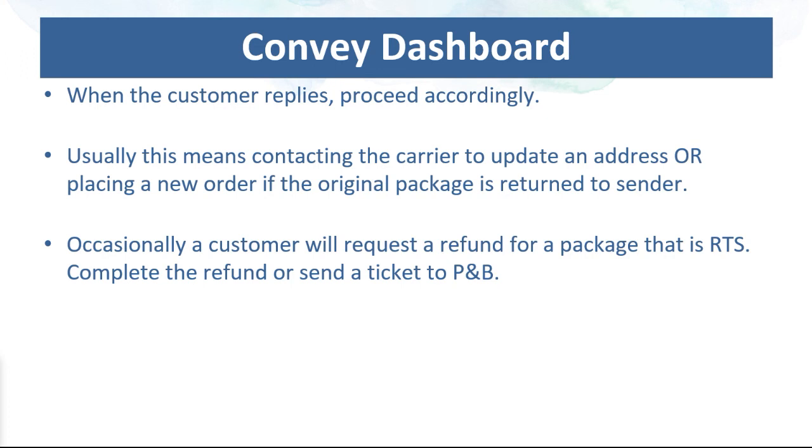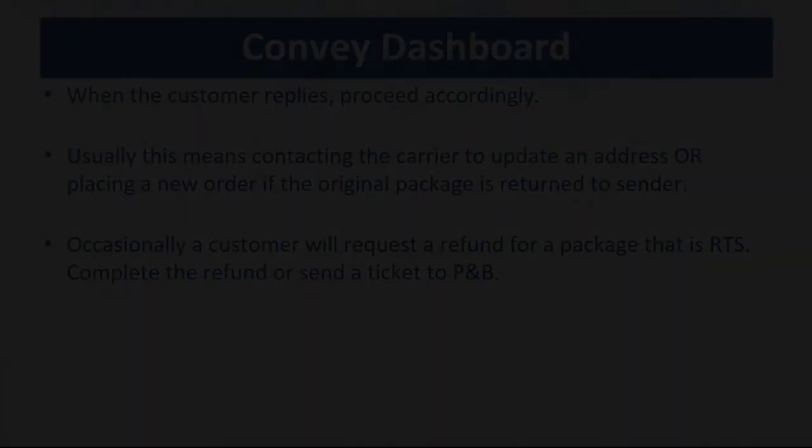So you can complete the refund yourself if you know how to do this, or send a ticket to payment and billing if you are unsure about the refund method or just do not have time at that moment to follow through with the refund. It's important that you're proficient in tiers 1 and 2 so that you can handle the resolution once the customer has been reached. You may need to contact the carrier to correct an address or place an internal replacement order. If a refund is needed, issue the refund or send a refund request to the payment and billing group.